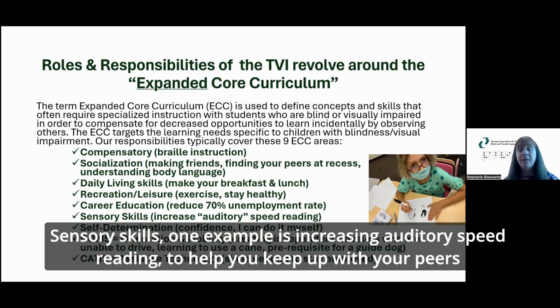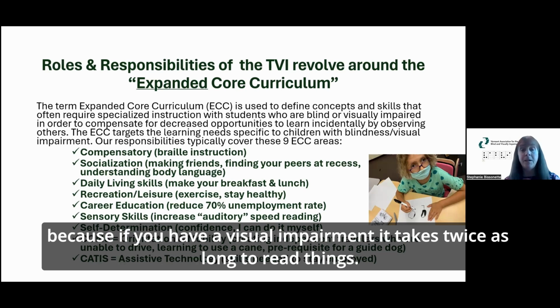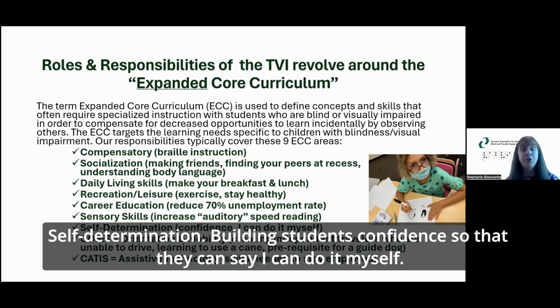For one example, increasing auditory speed reading helps you keep up with your peers, because if you have a visual impairment, it takes twice as long to read things. Then self-determination, building students' confidence so that they can say, I can do it myself.